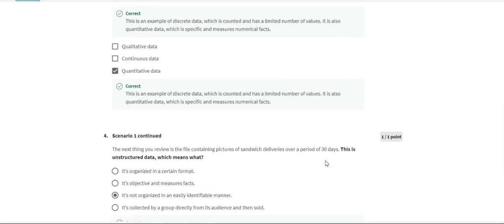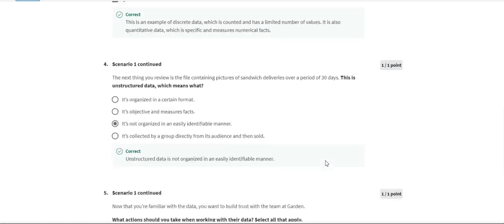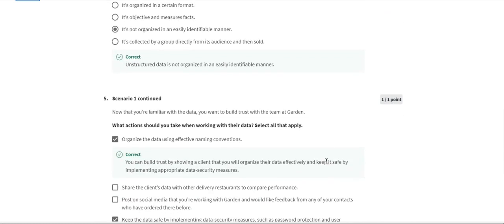The fourth question is: the next thing you review is the file containing pictures of sandwich deliveries over a period of 30 days. This is unstructured data, which means what? When we are talking about image files, audio files, and video files, these are considered NoSQL data. That is, there is no structure in them, and they are not easily identifiable. So these are unstructured data which cannot be stored in a structured manner. The fifth question was: what action should you take when working with their data?